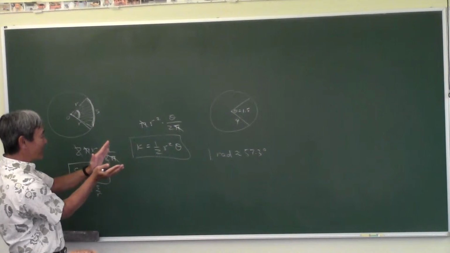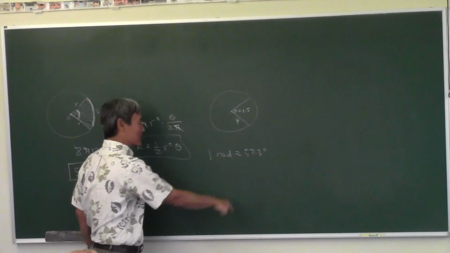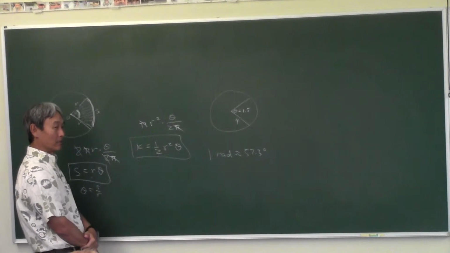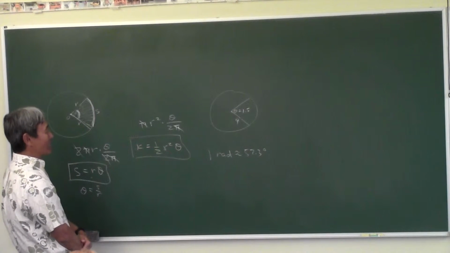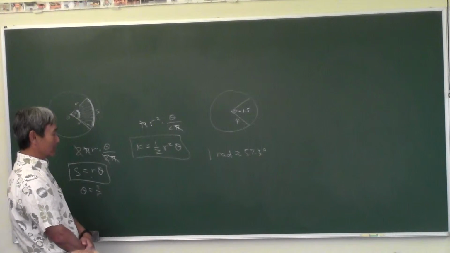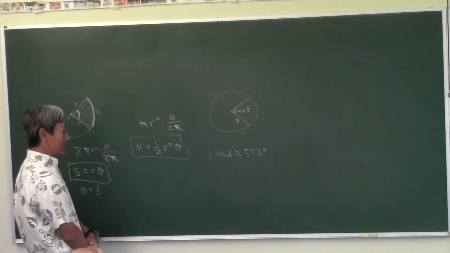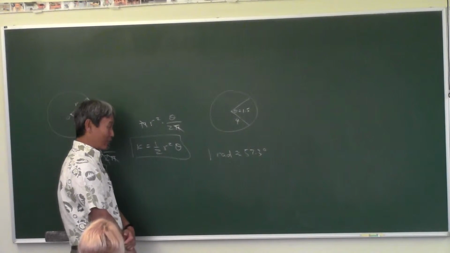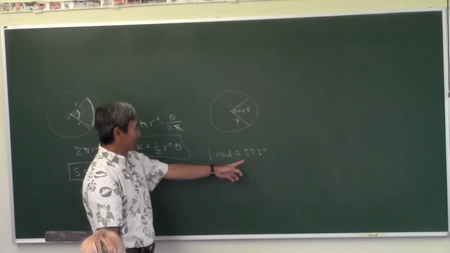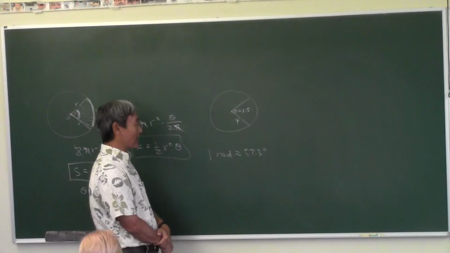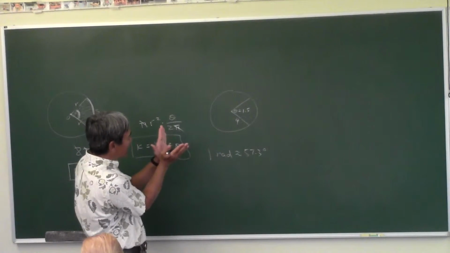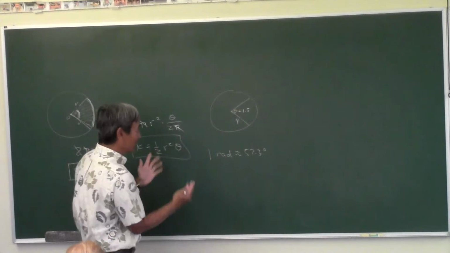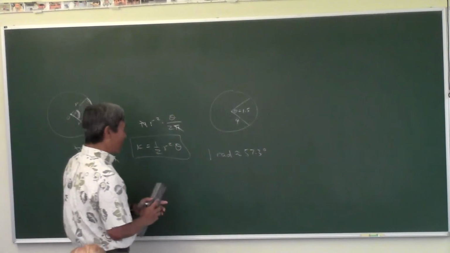So 1.5 radians would be 1.5 times this, which is about what? 160. What is half of 57? 28. And then I add 28 to that, you'll get about 85 degrees. So 1.5 radians is about 85 degrees, almost a right angle. Okay, you don't need to know that.